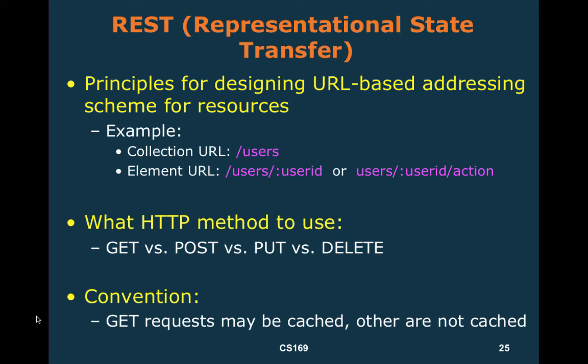For, let's say, users. We will look at some conventions for how to construct the URLs for creating a user, for deleting a user, for fetching the data for a user, or updating data for a user. And I'm going to do that on the next slide. But first, I want to talk about the request type. We already discussed get versus post, and I hope that's clear.